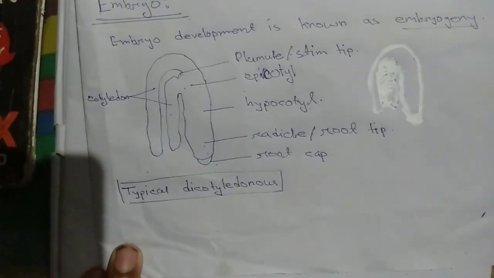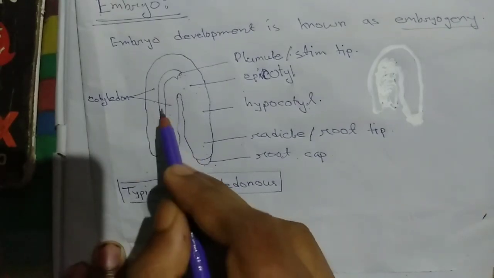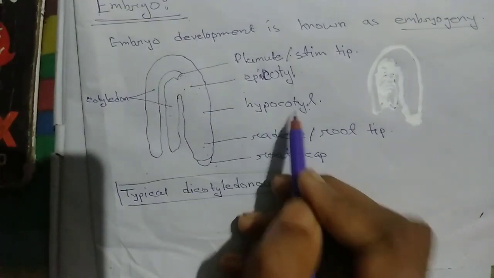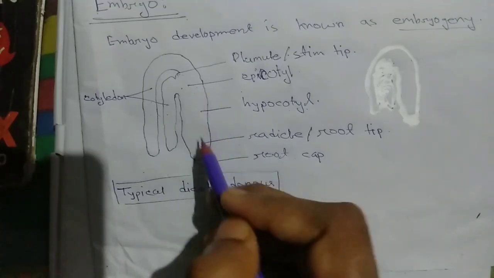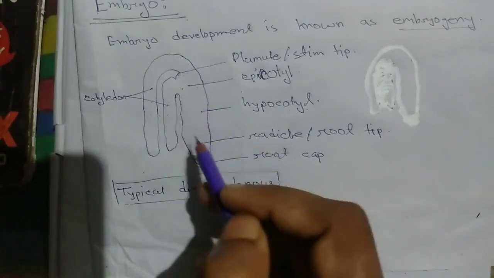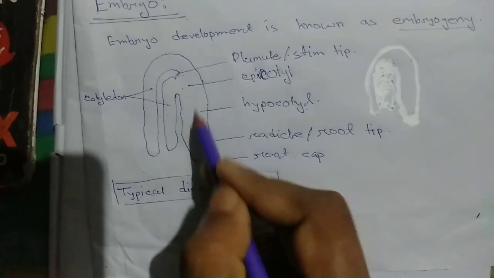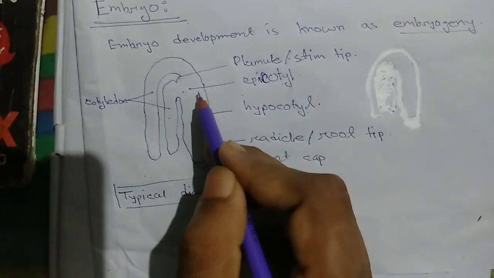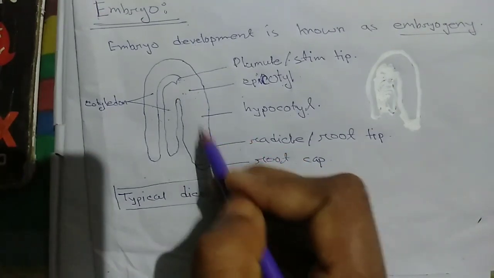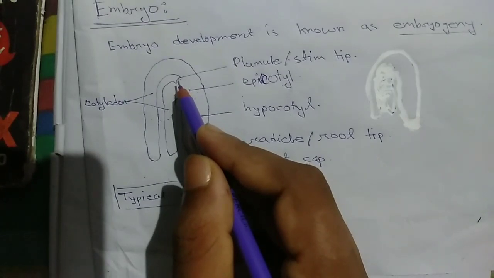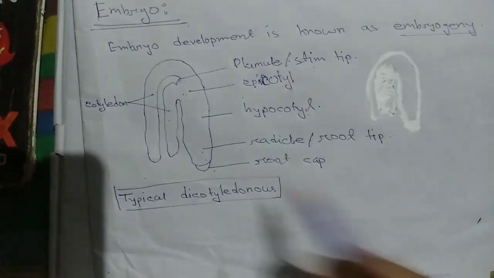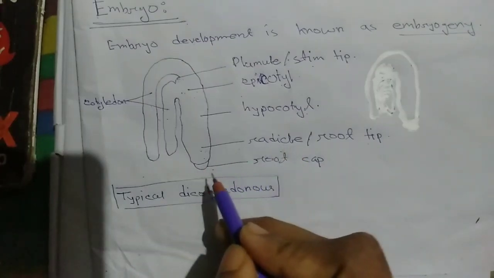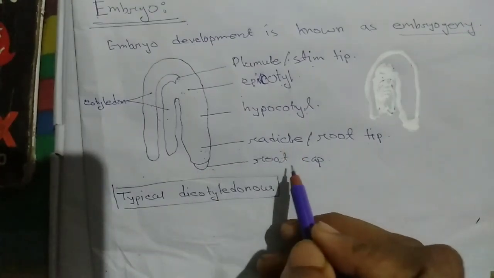So what do we get? In a dicotyledon embryo, we get two cotyledons, and in the axis, the cylindrical part is known as the hypocotyl. The upper part of the axis is the epicotyl, and the upper end is the plumule or stem tip. The lower end is known as the radicle or root tip, and the root tip is covered by a structure known as the root cap.